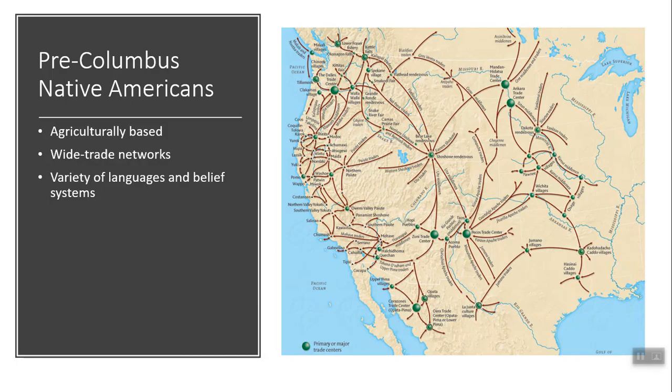If we look at pre-Columbus Native Americans, most were agriculturally based. They had wide trade networks with a variety of languages and belief systems. There you can see a map of their interconnected trade networks. Those trade networks, of course, are how not only information, but then later, with the Columbian Exchange, disease traveled from various parts of the Americas.